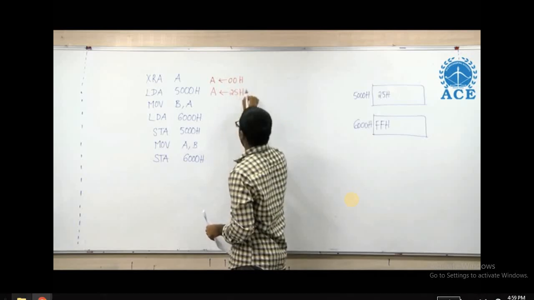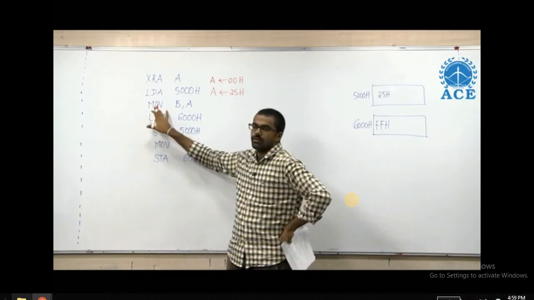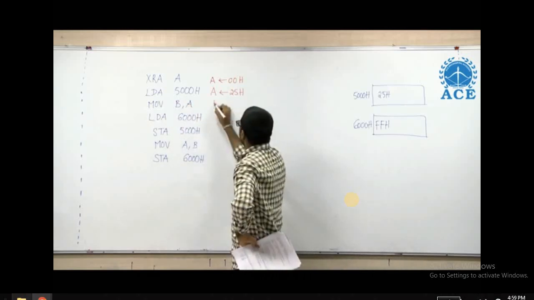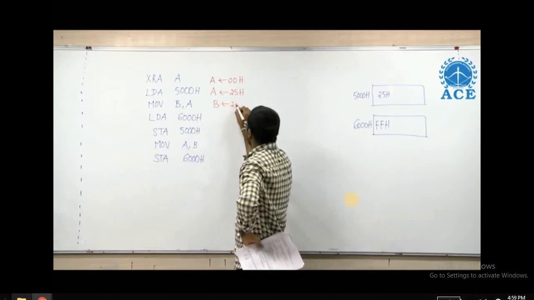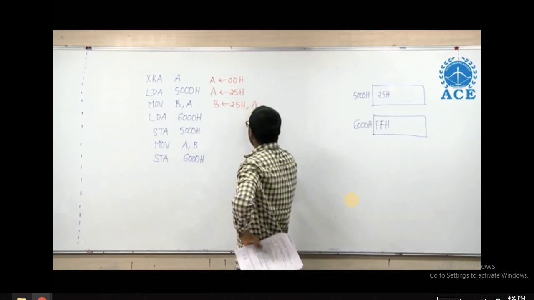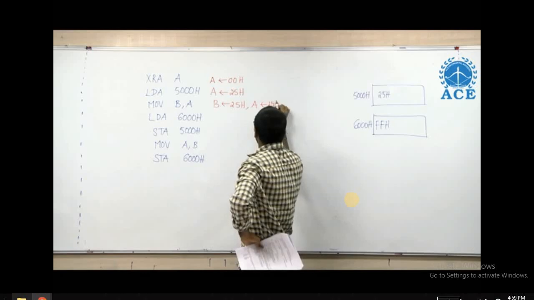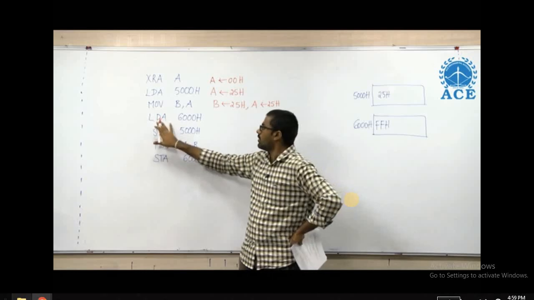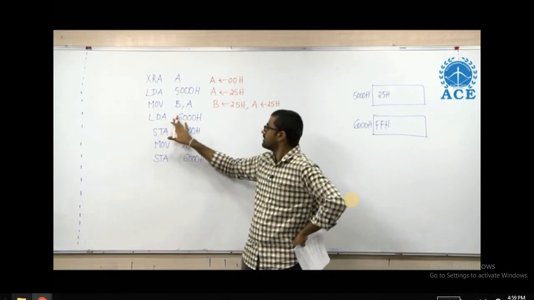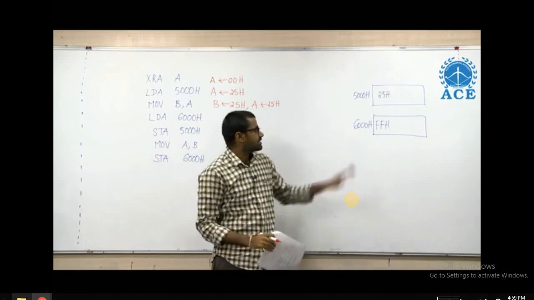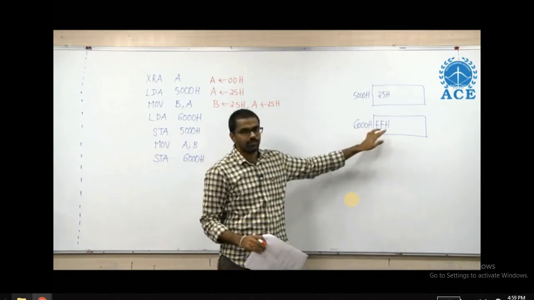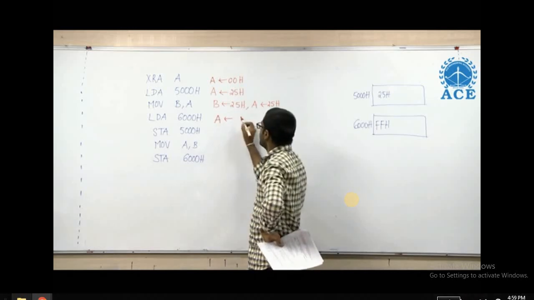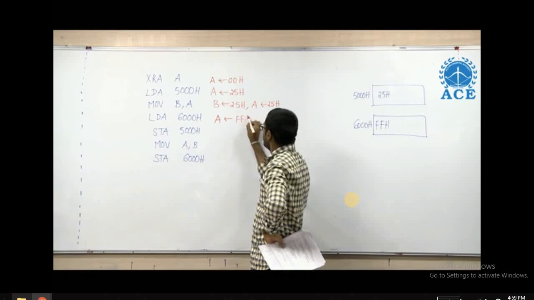Now this instruction says to move the contents of A to B. Now the B register will have the contents of 25H as well, and A will be 25H. Now the fourth instruction says to load the accumulator with the contents in the 6000 memory location. The contents in the 6000 memory location initially is FFH. So the accumulator in this instruction is getting loaded with FFH.